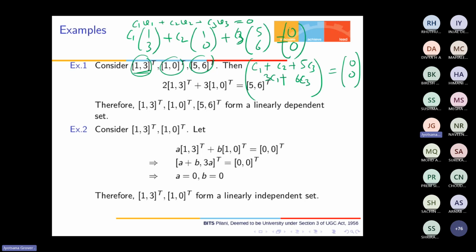That's why I started. This is your V1, V2, V3. I want to test whether they are independent or dependent. So I started with C1 V1 plus C2 V2 plus C3 V3 is equal to 0. If I prove all Ci are 0, that is, C1, C2, C3 are all zeros, then I'm done. I say these are linearly independent. Now from this, it reduces to a system of linear equations.